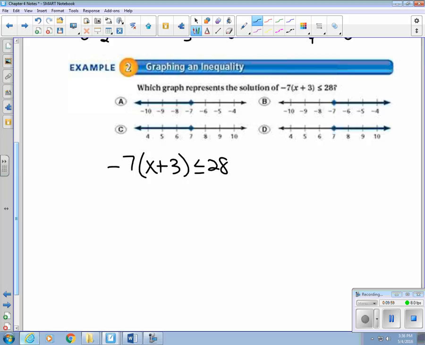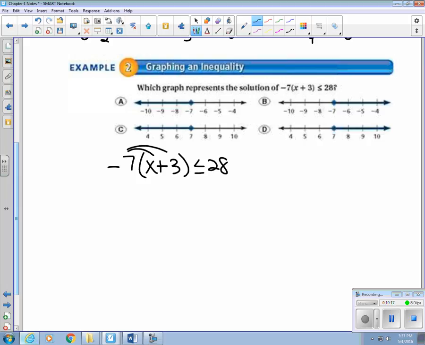My advice is, anytime we have this number that's outside of the quantity with the x plus 3, it really means we should distribute. I would recommend distributing first and then going ahead and solving the problem. So I'm going to go ahead and distribute this negative 7.